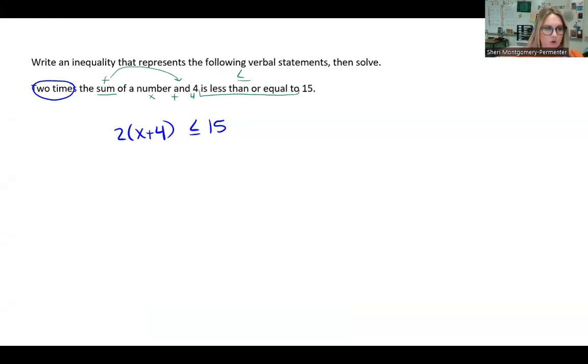What do we got to do to solve? What's our first step? Yeah, we've got to distribute this 2. So we get 2 times x, 2x, 2 times 4. Very good. I have a 2-step problem now. What do I do first? Subtract 8. 15 minus 8, what is that? 7.